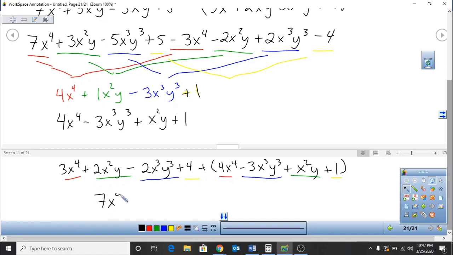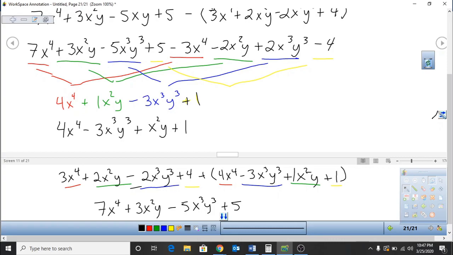So red with red. If I have 3x to the 4 plus 4x to the 4, that's just going to give me 7x to the 4. If I have 2x squared y, I need to combine it with green, because remember, green with green. Over here I have 1x squared y, so now I'm going to have 3x squared y's. And then over here I have negative 2x cubed y cubed minus 3x cubed y cubed. So negative 2 minus 3 is just going to give me negative 5x cubed y cubed. And the last thing is the numbers, 4 plus 1, which is just 5.